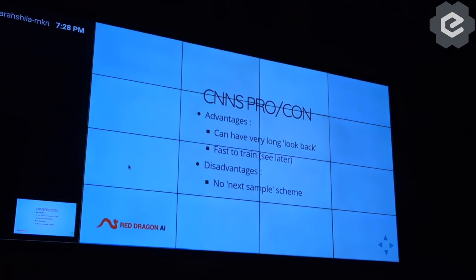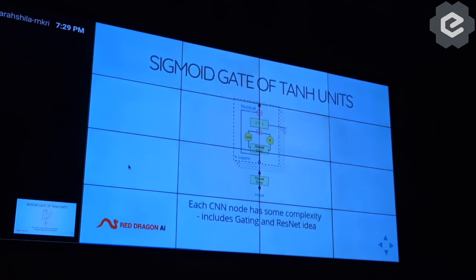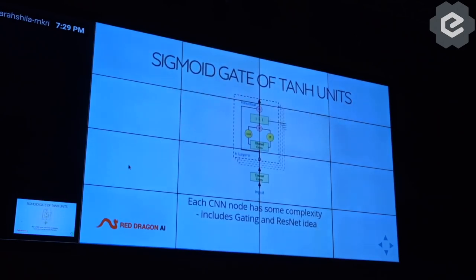On the other hand, the disadvantage is, how do you know what the next sample is? Suppose I predicted a sample at time zero to time one. I now need to carry that time one sample back to the bottom of my CNN and evaluate this massive thing thousands upon thousands of times in order to get a sequence of speech. Whereas with an RNN, I could just go one sample to the next sample to the next sample to the next.